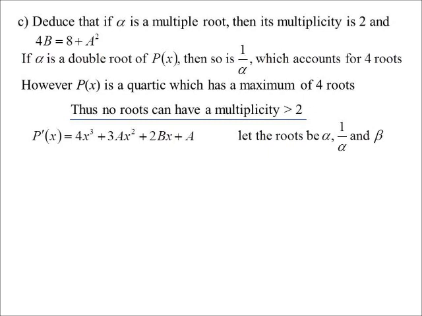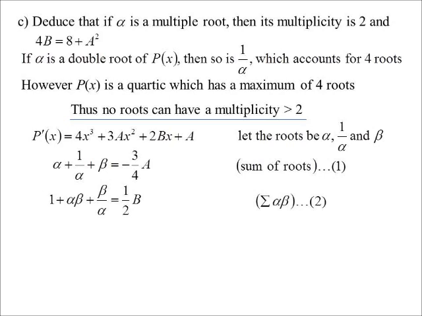Okay, let's play with sum and product of roots. So alpha plus 1 on alpha plus beta will be minus 3/4 a. So that's from the sum of the roots. 2 at a time. Well, the alpha times the 1 on alpha will give us 1. And then we'll get plus alpha beta plus beta on alpha. That'll be a half b. So that's the sum of the roots 2 at a time.